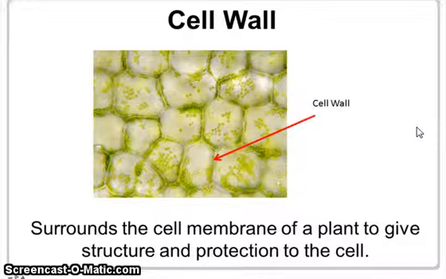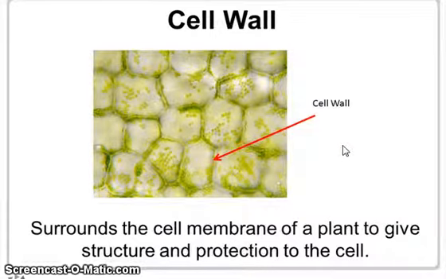Then we've got the cell wall, which surrounds the cell membrane of a plant to give structure and protection to the cell. It is only in plants. So, again, cell wall is around in here. It's like the little shapes that you see, like I'm tracing around it. But it's only in plants. Animal cells do not have cell walls.